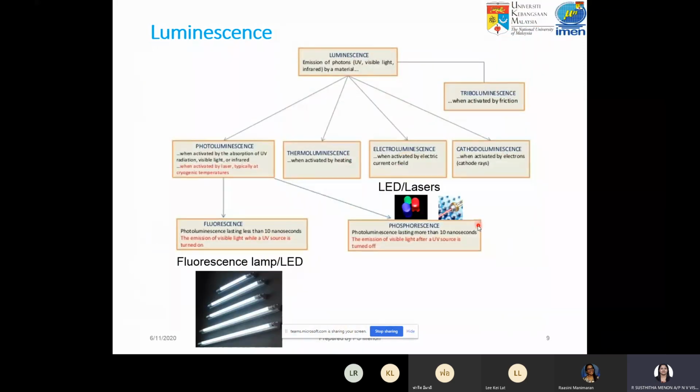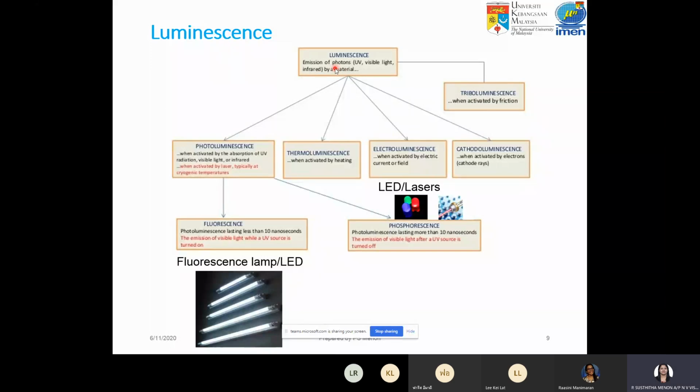Okay, moving on to luminescence. Last week there was a question from Faris about luminescence, so I thought I would put up a slide. Basically, luminescence is the emission of photons. These photons can be in the ultraviolet wavelength, visible wavelength, or infrared, depending on the material.